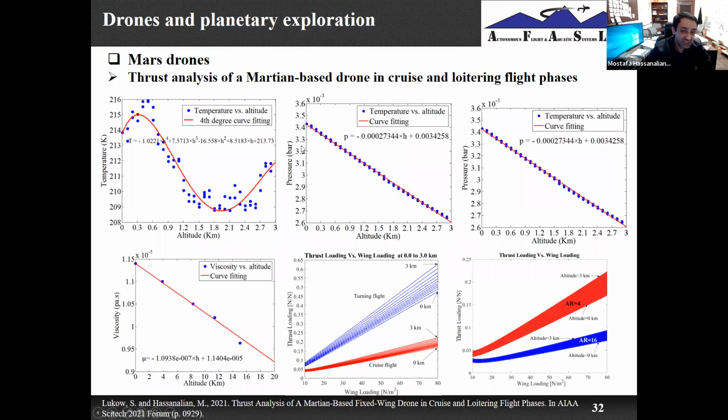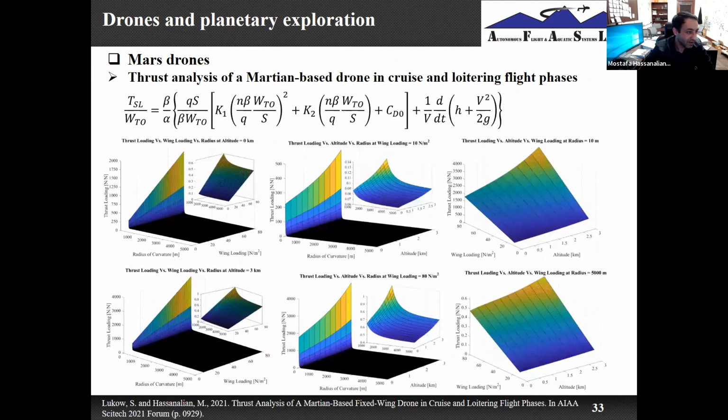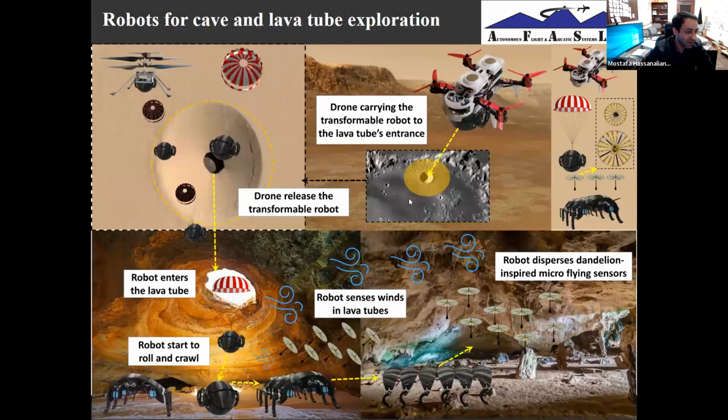We have done some research on potential flight in the low-density atmosphere on Mars, basically to see how we can come up with ideas for how fixed-wing drones can fly there. So I'll skip those slides.